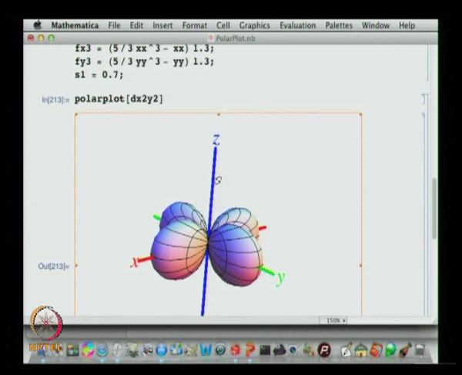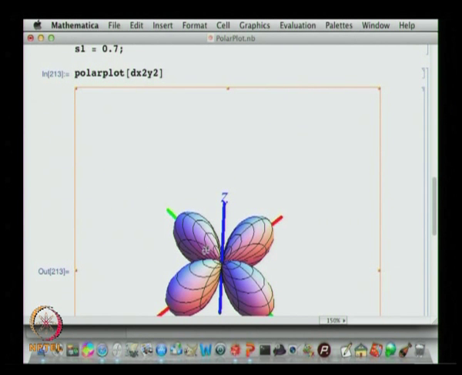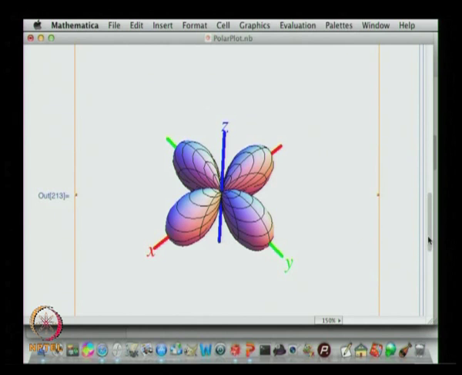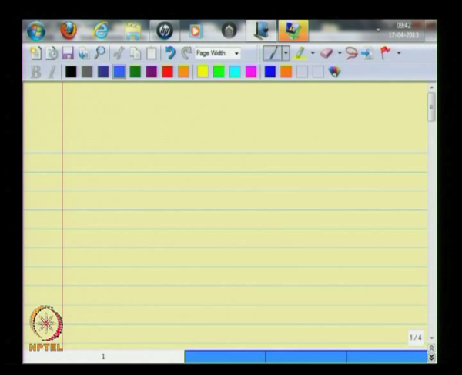The important thing is to notice that these are not lying in between the axes, but if you look at it, you would see that these are actually lying along the x and the y axis, right. I shall now draw the dx square minus y square orbital, showing you clearly the positive and the negative lobes of this orbital. So, these are my axes x and y, and the orbital that I am drawing is dx square minus y square.